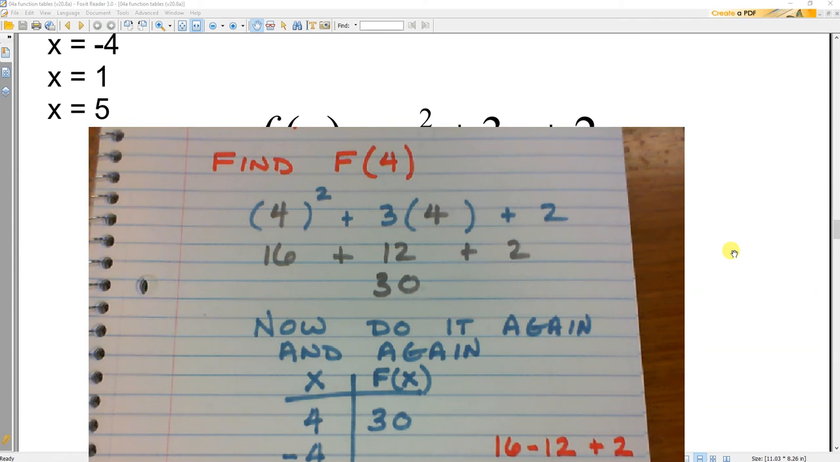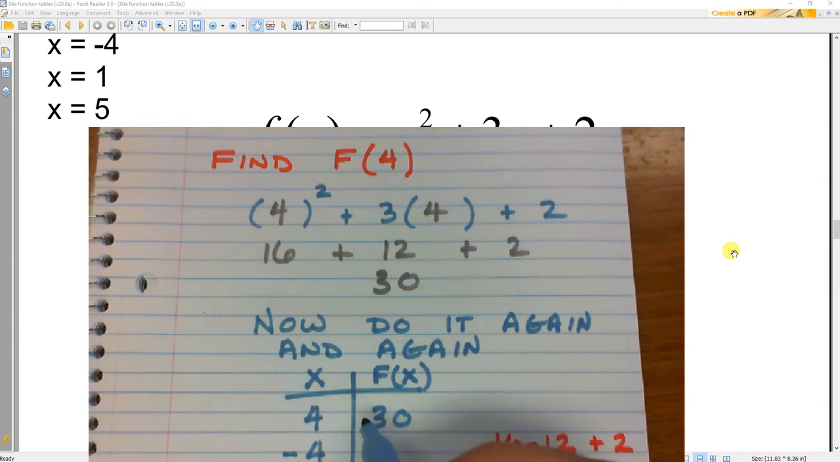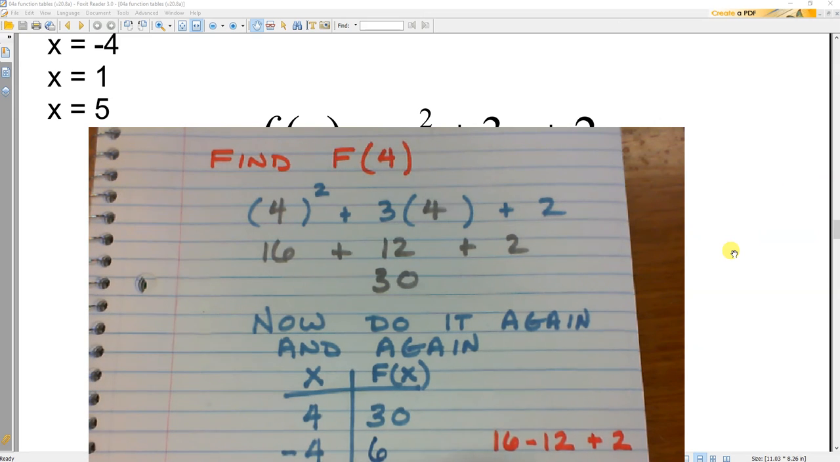So if I plug in a negative 4, out comes a 6, right? 16 minus 12 is 4, plus 2 is 6. Out comes a 6. This is a function table. Let's plug in a 1 and see what comes out.